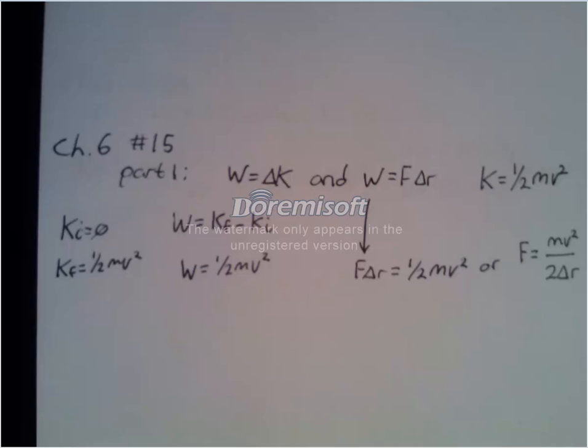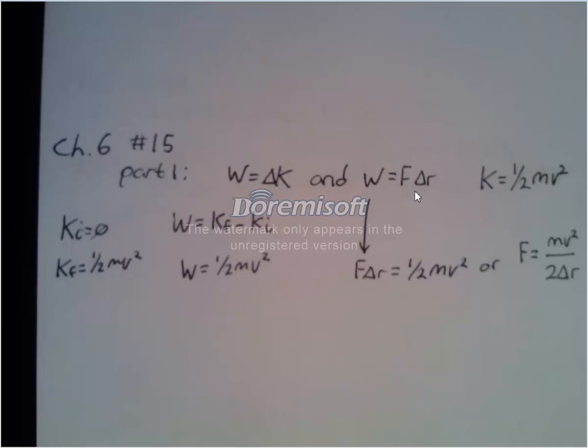Well, so we have work done equals the change in kinetic energy, right here. And we also have work equals force times delta R. So it says it starts from rest, so the initial kinetic energy would be equal to 0, and we have our kinetic energy equation, 1/2 mv squared. So we could do work equals Kf minus Ki, where Ki equals 0, so that cancels out, and we're left with work equals 1/2 mv squared.